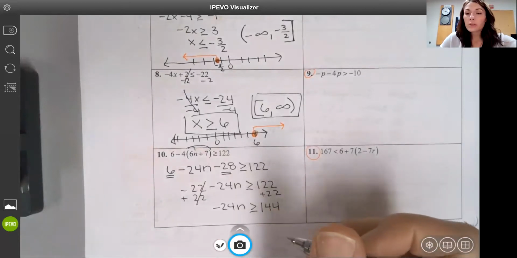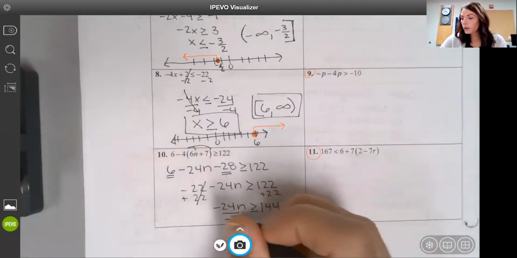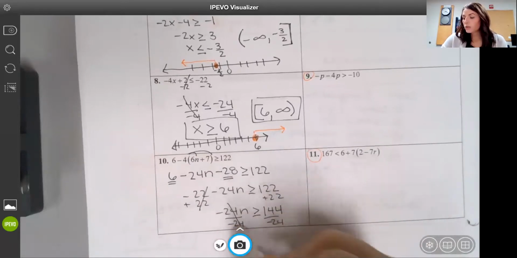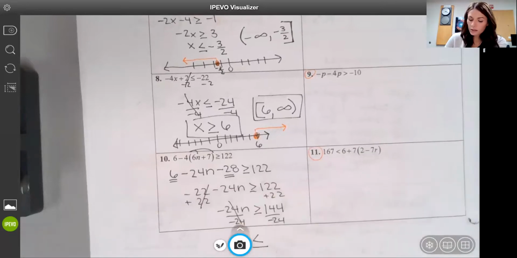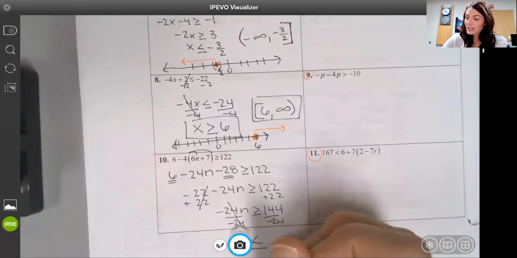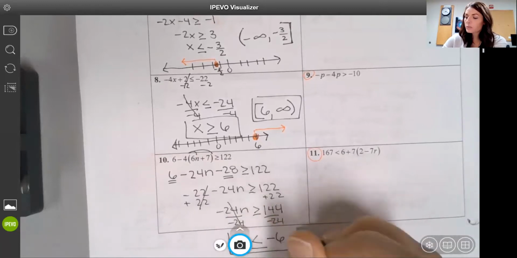And again, because I'm dividing by a negative number, I need to know to flip my sign. When I divide by -24, flip my sign, now n is less than or equal to, and 144 divided by 24 gives me 6. Positive divided by negative gives me -6.